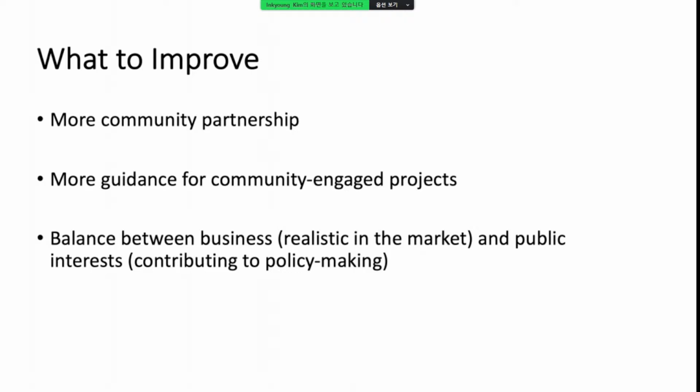And I found I need to provide more guidance for community engaged projects. I had to advise students where to start to develop the relationship with the community partners. But I was not super aware of how to start.